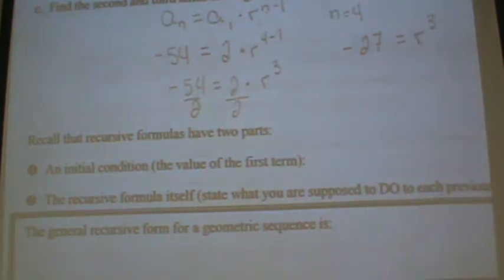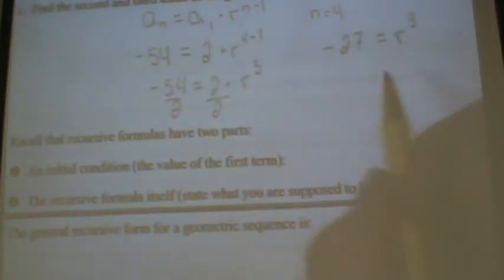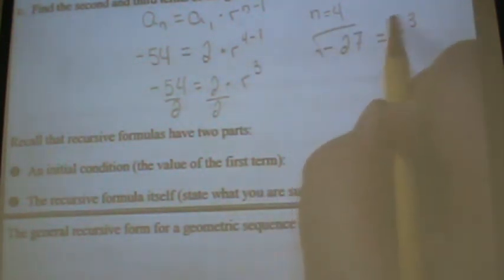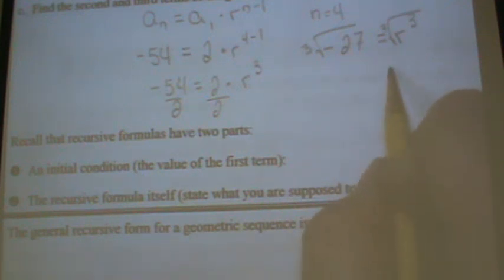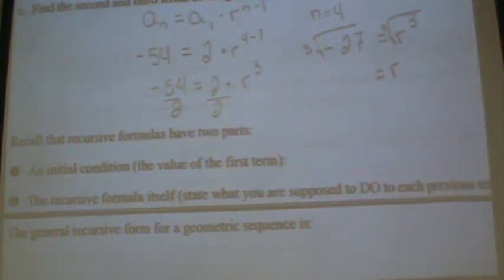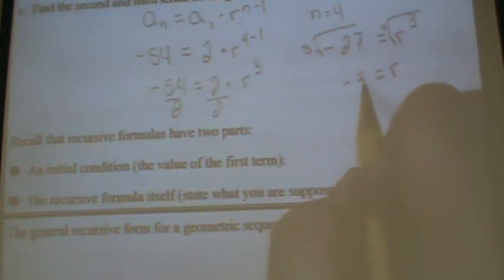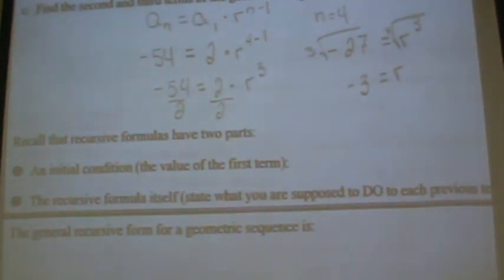So then what did you say we're going to do? Cube root of 27. So we're cube rooting. And when you cube root negative 27, what do you get? Negative 3. Negative 3 cubed is negative 27. So now we have our R value.